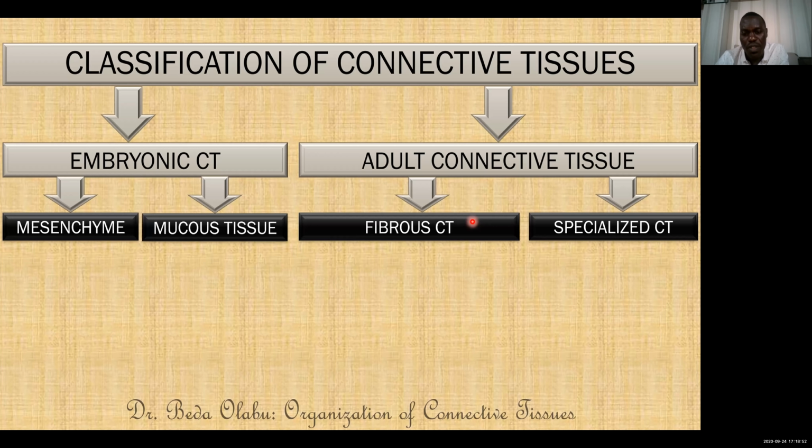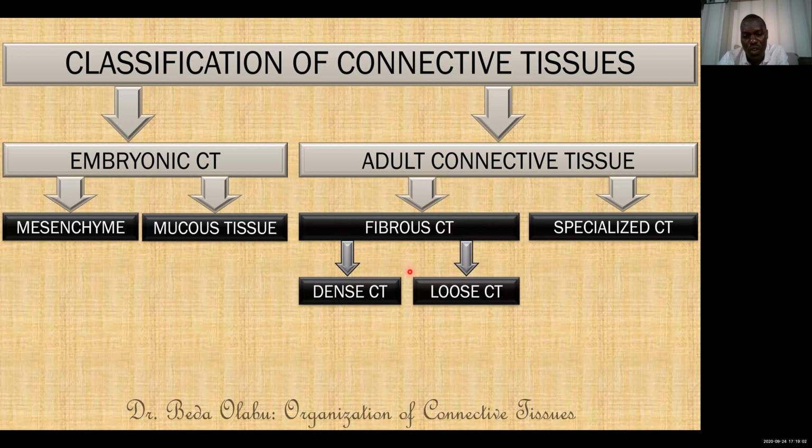I wonder why. We can classify fibrous connective tissues based on the amount of collagen fibers that this fibrous connective tissue contains. If it contains a lot of collagen fibers, it means that the collagen fibers are densely packed, then you call it dense connective tissue. If the collagen fibers are not densely packed, they're loosely packed, then you call that loose connective tissue.